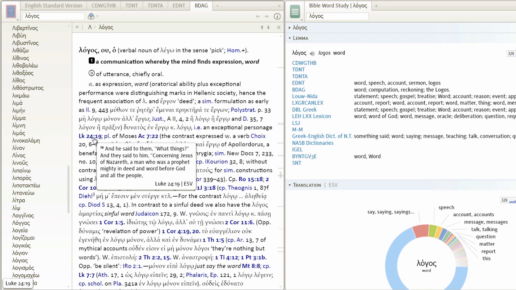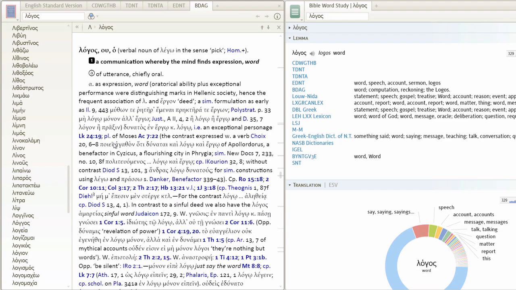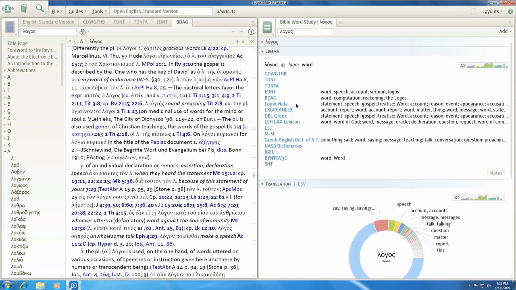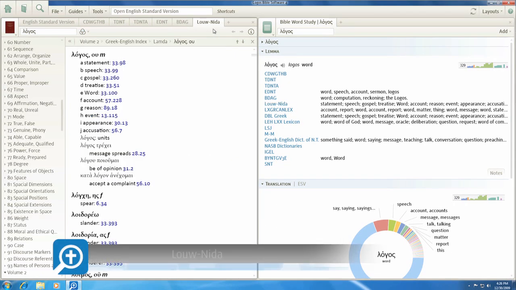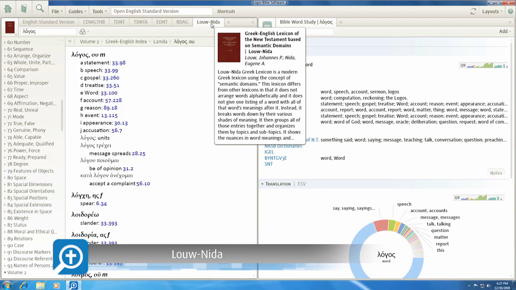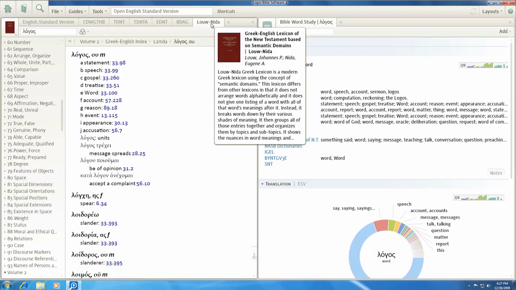Now, there's a lot of information contained in this article. A lot of it is in Greek, and a lot of it is abbreviated. But don't let that intimidate you. At this point, we just want to look at how the articles are structured and what type of information is included in it. Now, the next lexicon we want to look at is called Louw-Nida. This lexicon is named after the two authors of the dictionary, Johannes Louw and Eugene Nida. The fuller name of this lexicon is the Greek English Lexicon of the New Testament based on semantic domains.